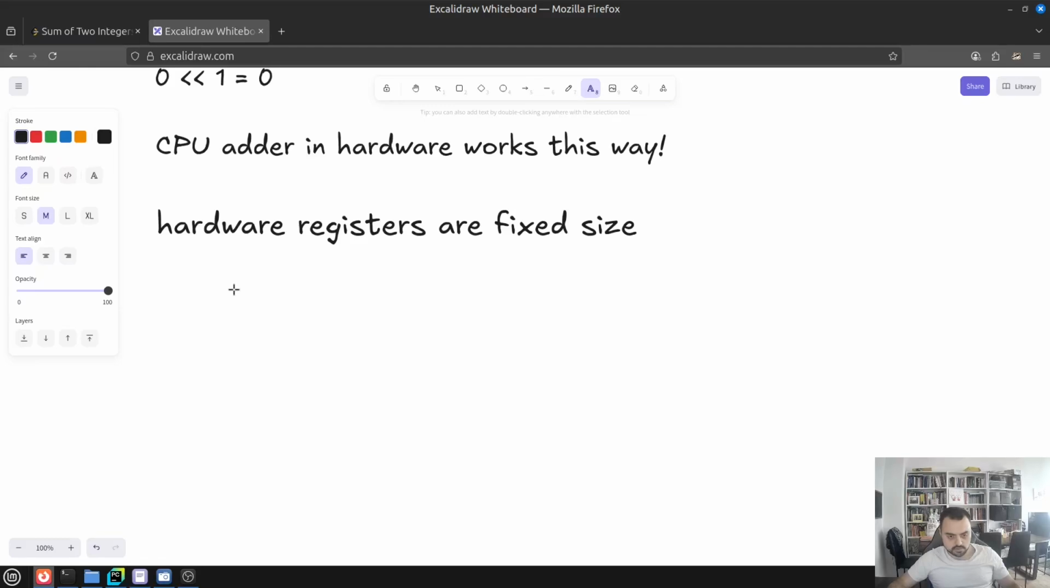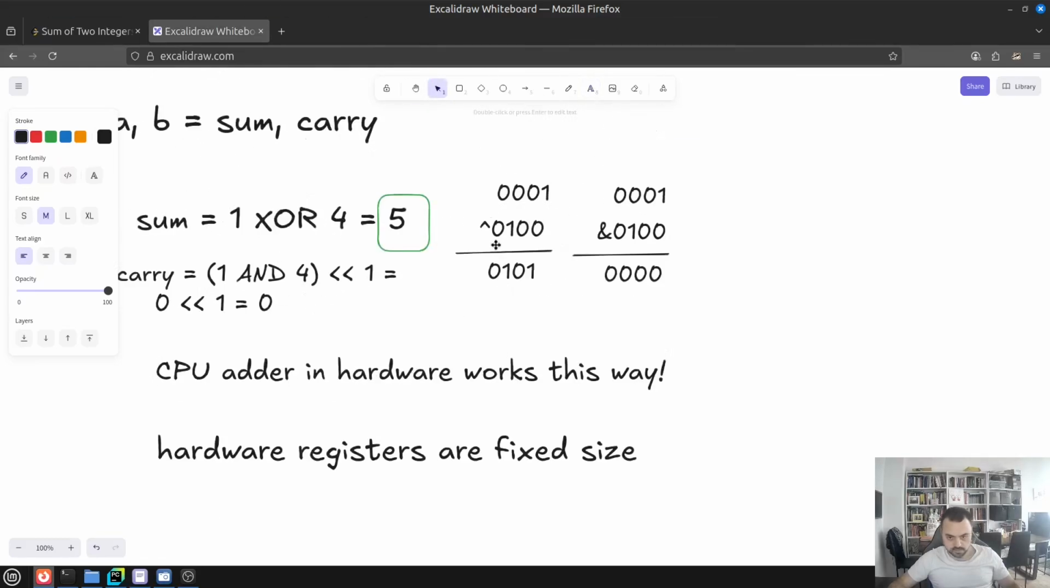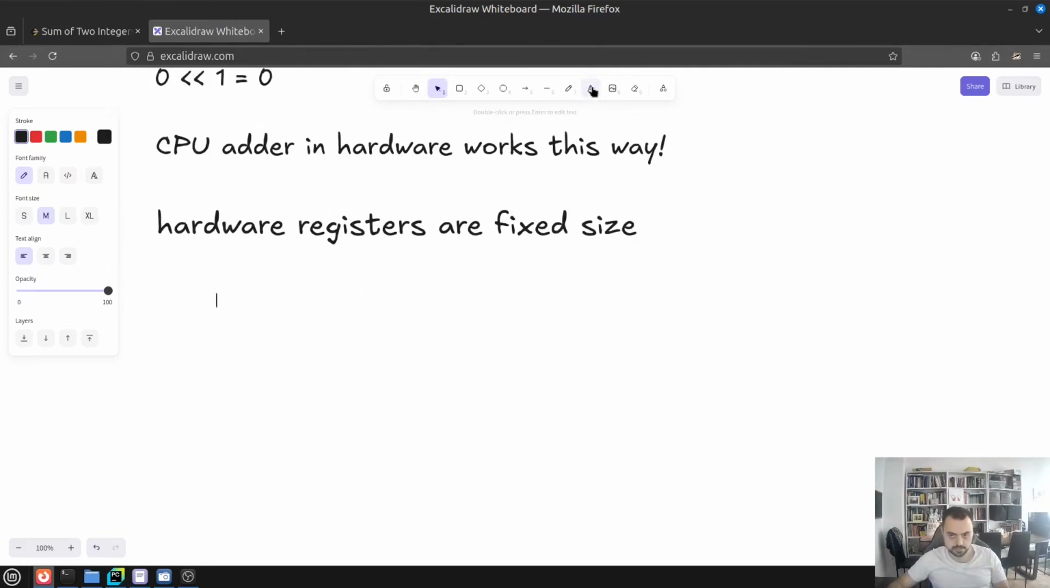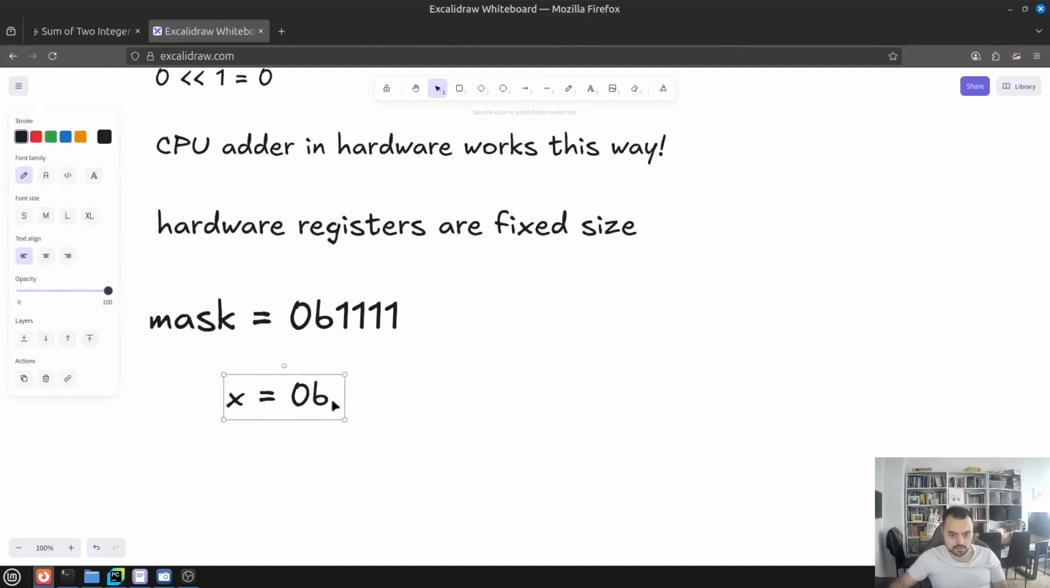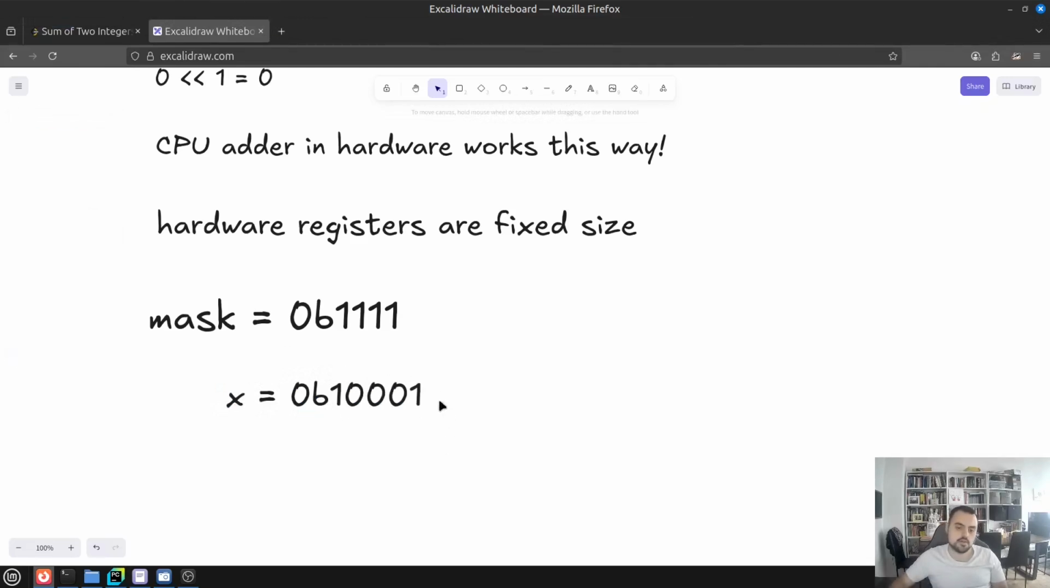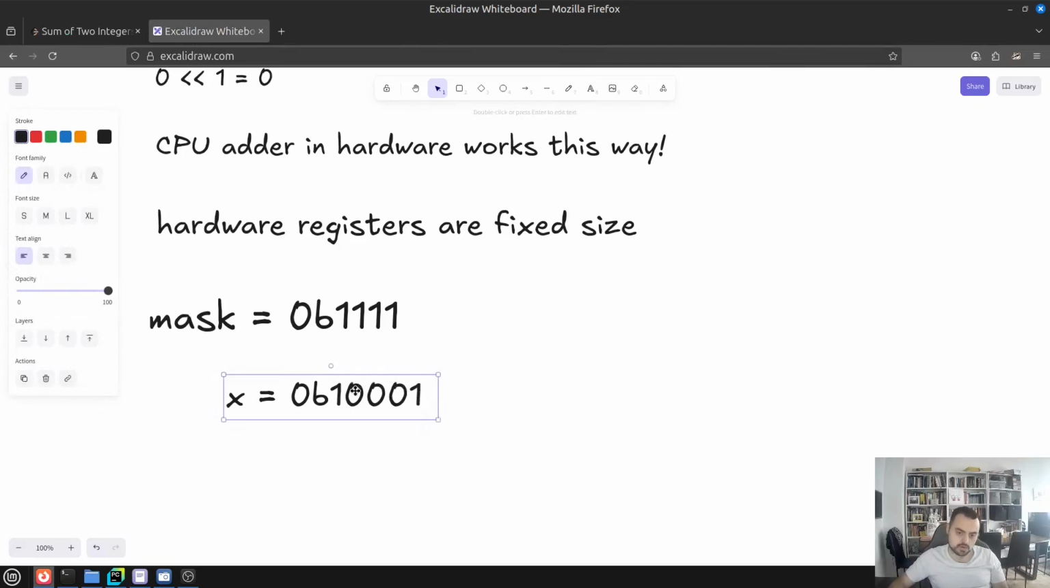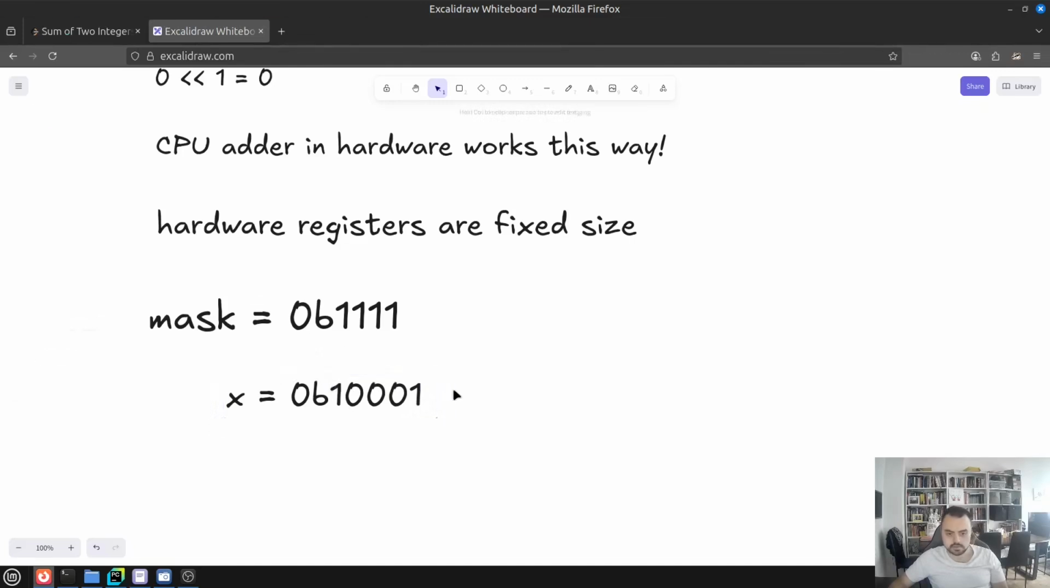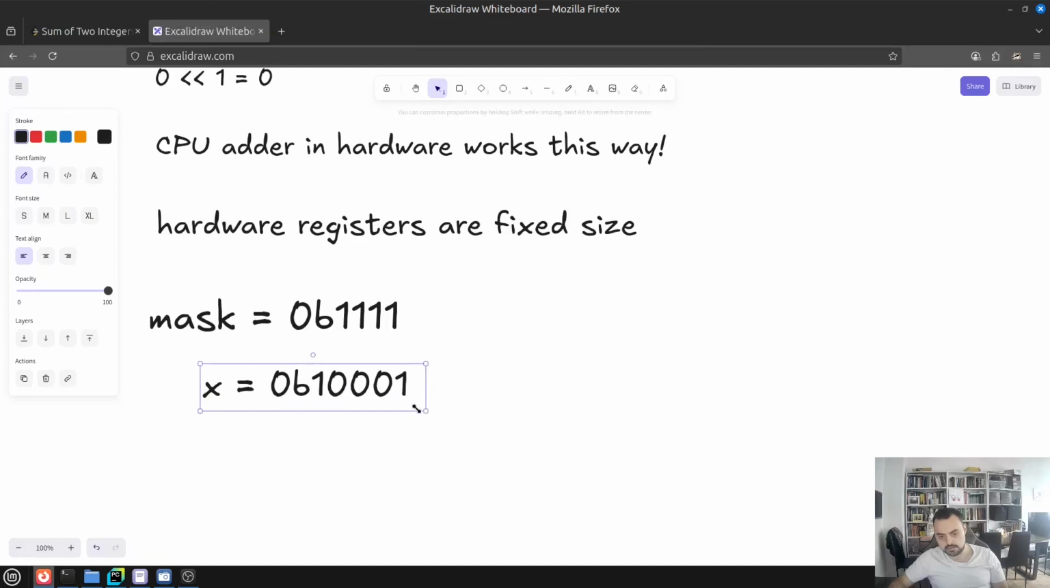And for this, we will need so-called masks. So let's use this example with 4-digit numbers. Let's say I have a following mask, which in binary will be 1111, 4 ones. And then I have a number, my number X, which in binary will be represented like this: 1, 0, 0, 0, 1. So this is 1, this is 2, this is 4, 8, 16. 16 plus 1 is 17. So this is 17 in decimal.